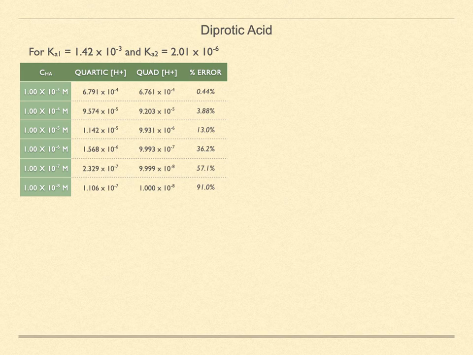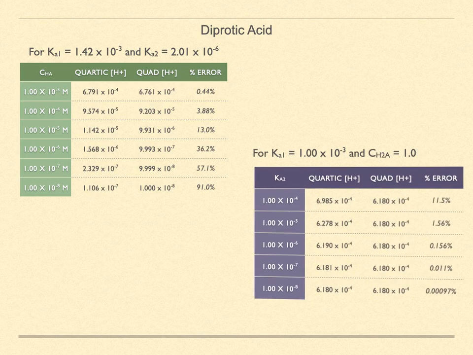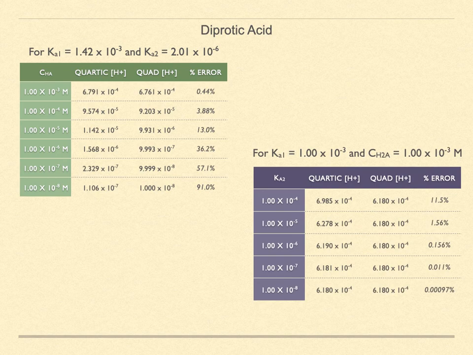Now the feature we did not consider yet is how close are Ka1 and Ka2. Does this affect the accuracy of the approximation? Well, here's another table. We keep Ka1 fixed at 1 times 10 to the minus 3 and the acid formal concentration constant at 1 millimolar. We will vary Ka2 by starting at 1 times 10 to the minus 4 and decreasing it down to 1 times 10 to the minus 8.